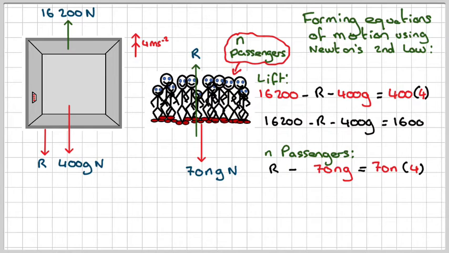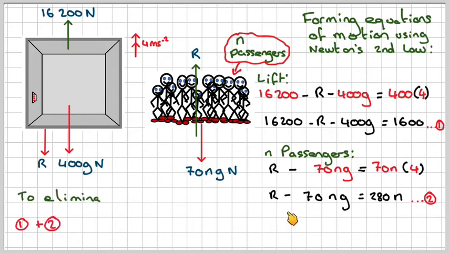Okay, having got that, we'll simplify it. 70 times 4 is going to be 280n. We're going to call this equation 1 and this equation 2. And then we're going to eliminate R by adding the two equations together.